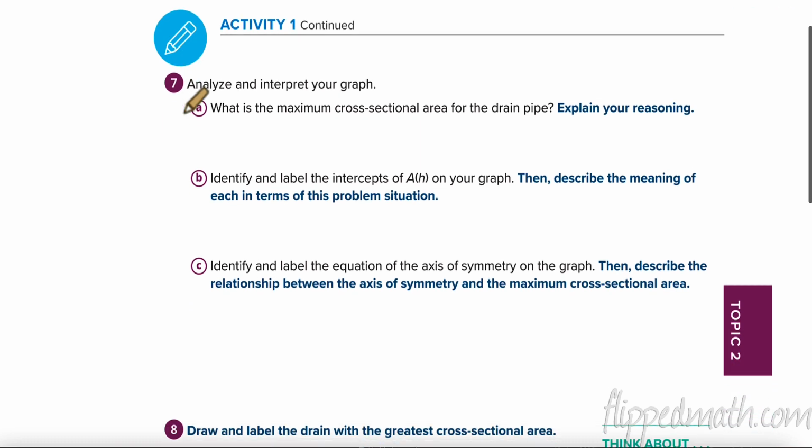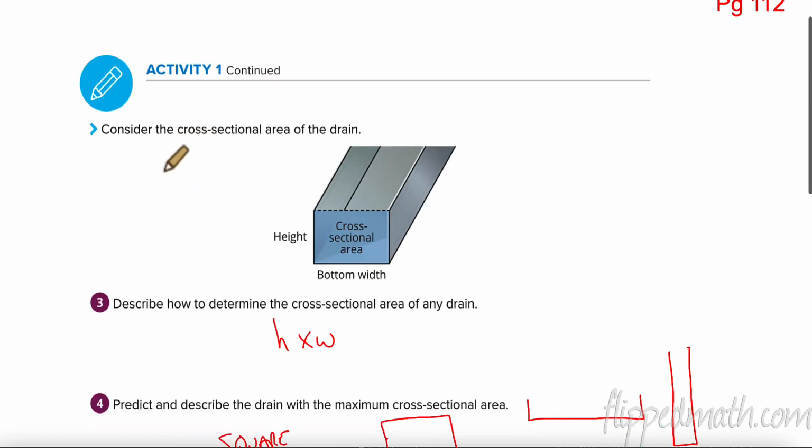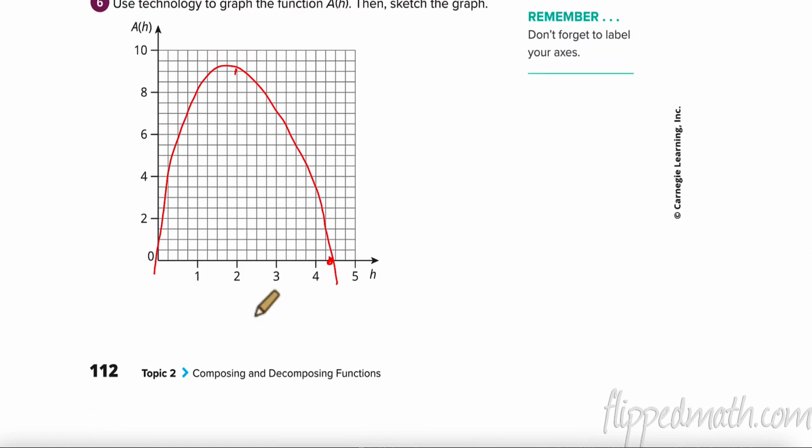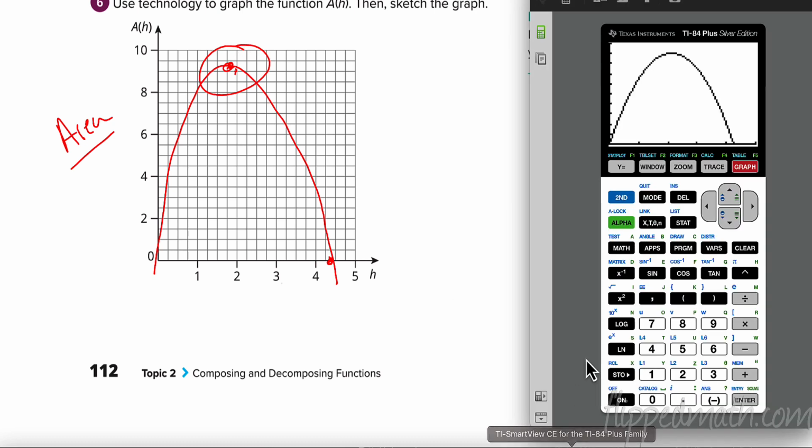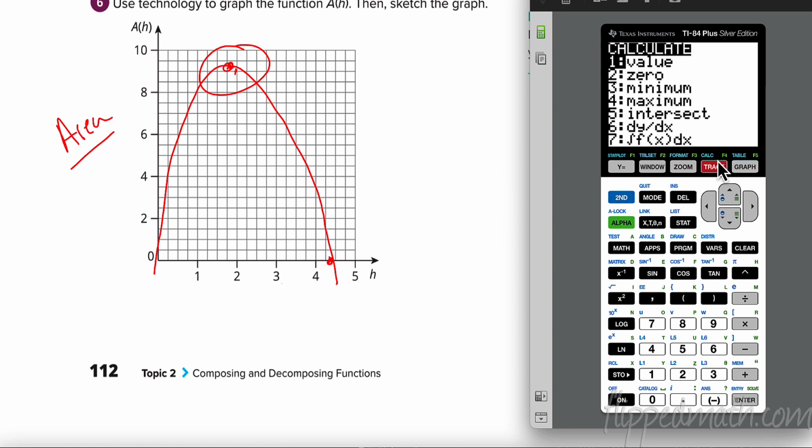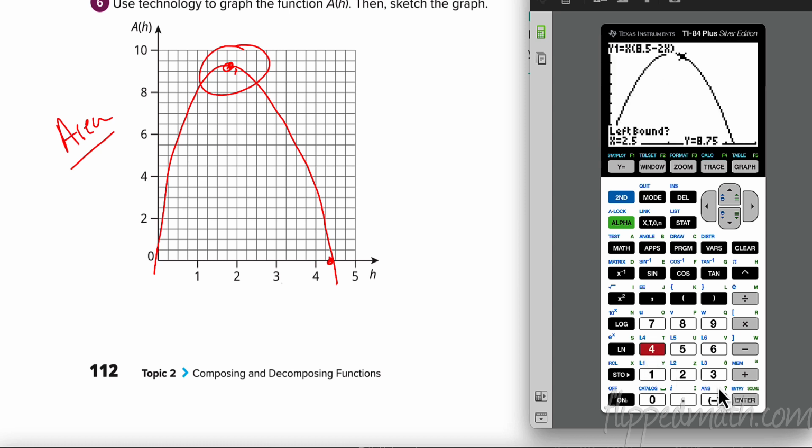Now we're going to actually use this, and we're going to use our technology to find some things. What is the maximum area? So let's go back to this graph. This is height, h, and this is area. So our area is a y value. Our maximum is going to be right at the top here, and we can calculate that on our calculator. Anytime you want to calculate something on the calculator graph screen, you're going to do this. It's in blue, therefore I have to press second calc. Now, which one of these do you think is going to help me find the maximum area? Well, number 4 says max. So I'm going to hit max.